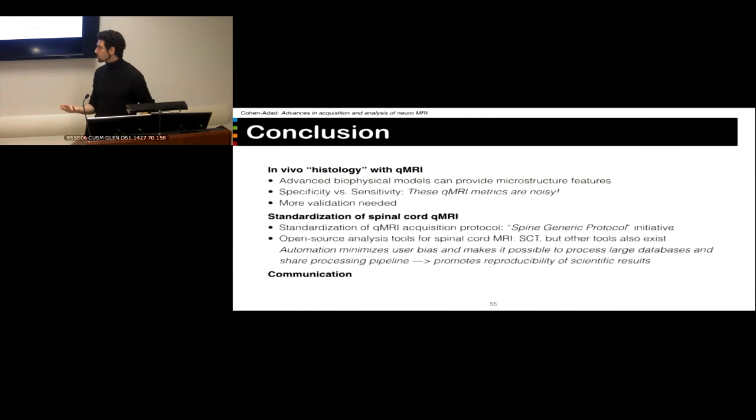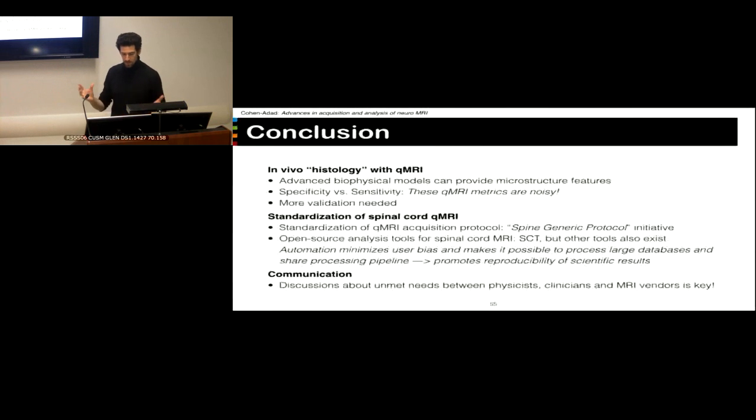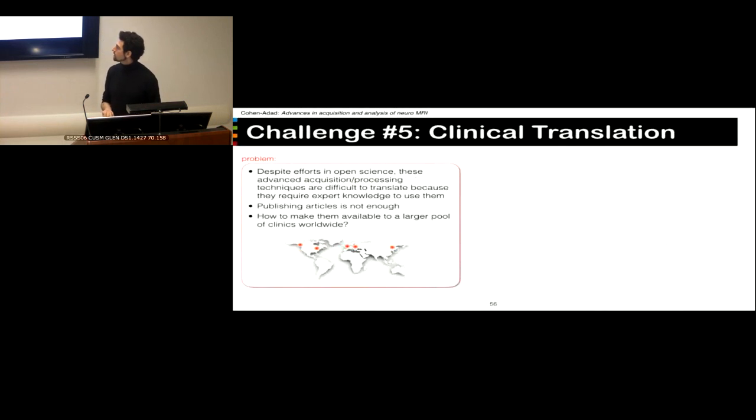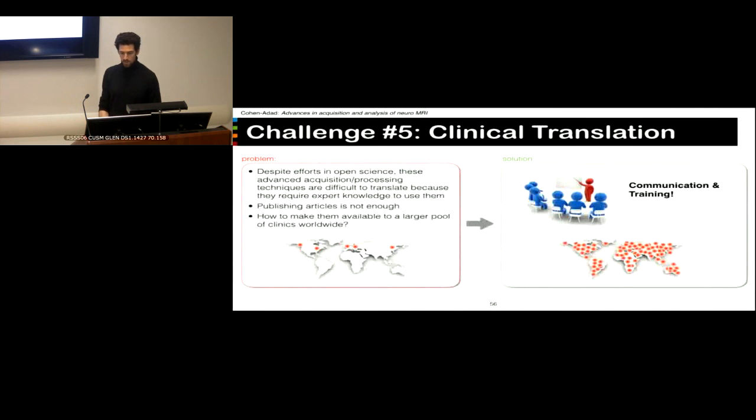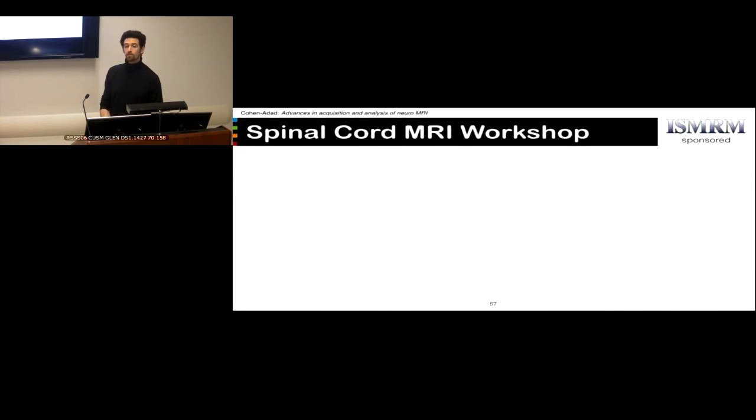And that comes with communication as well, because computer scientists need to talk to physicists, clinicians, so that they all speak the same language and can understand what is needed and how those techniques work. Clinical translation is difficult, and publishing articles is not enough. When you make a study, you say, well, everything is in my paper, just look at it. It's not enough. So meeting people, training people from different fields is key, and that was our motivation for creating those workshops.